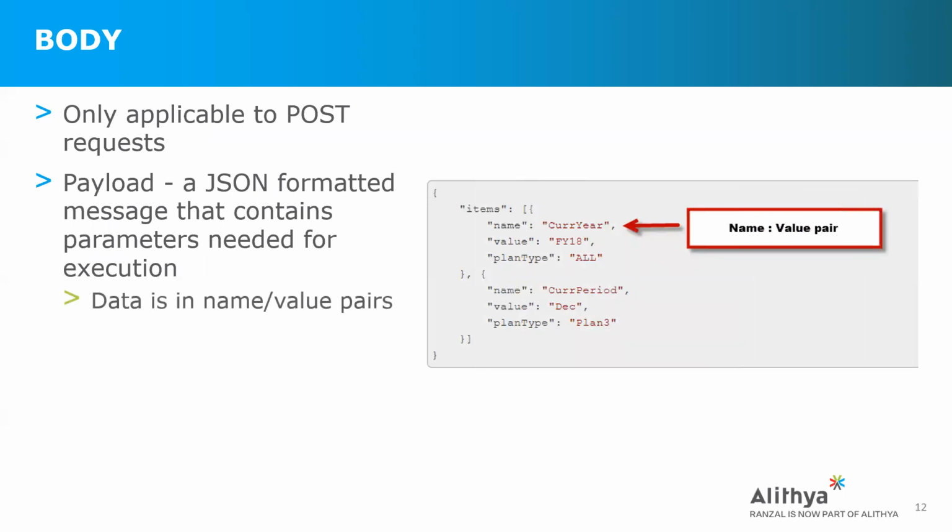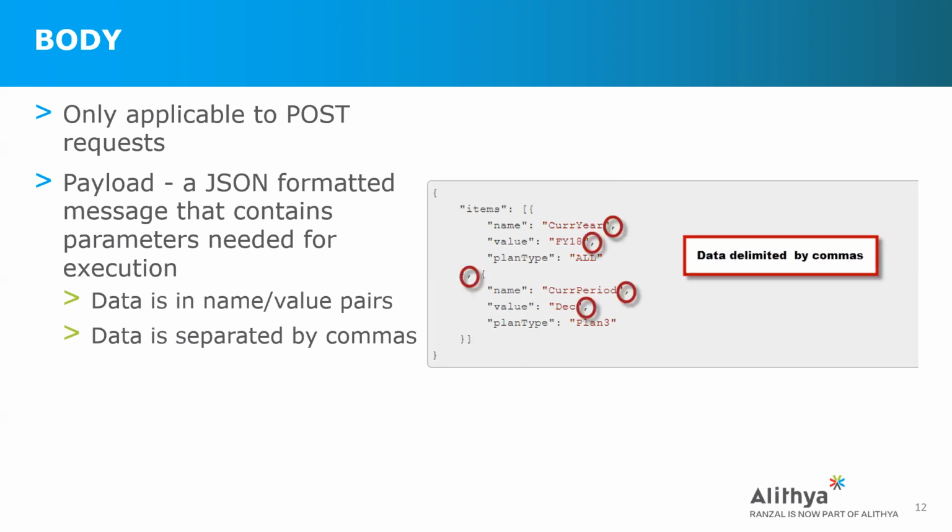So the data comes in what's called name value pairs. And you can see in this example, I've got this thing called items. And within there, I've got a name value pair for name, cur year, value, FY18, plan type, all. Each one of those three, name, value, plan type, and their associated values, are a name value pair. Data within there is separated by commas. So you can see that each one of those name value pairs is separated by a comma. And where I've got a second set of objects, on the far left comma there, I have to separate that as well.